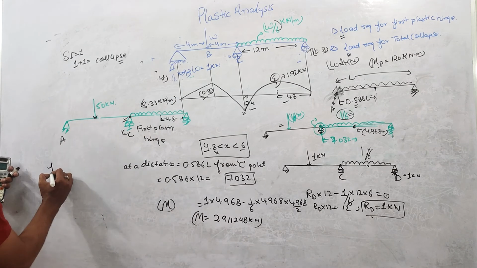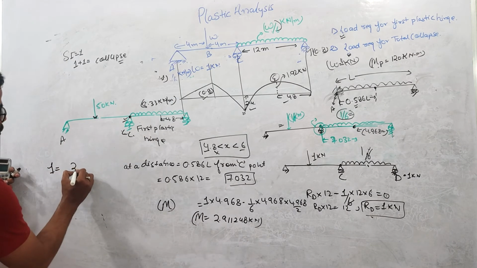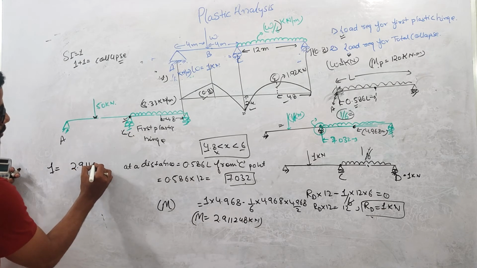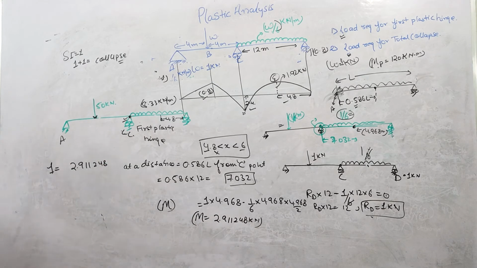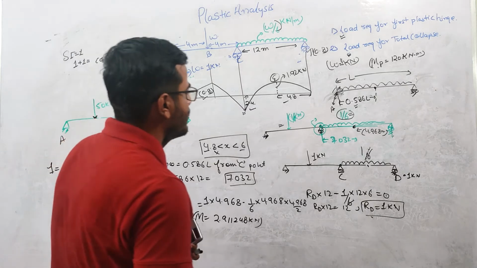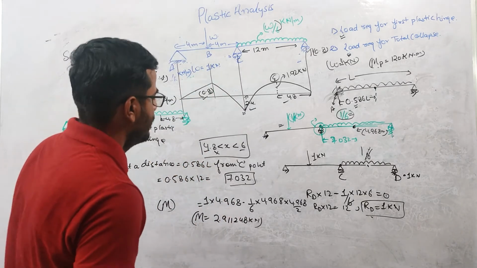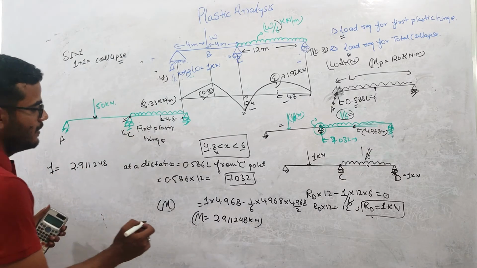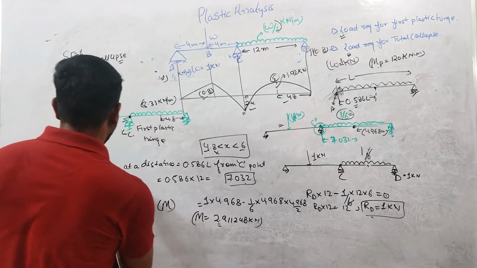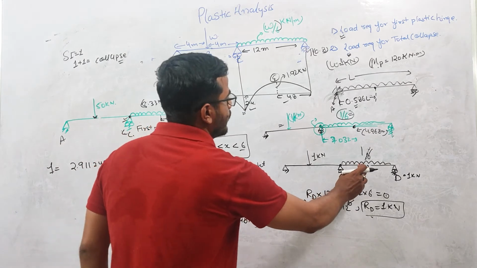Okay, now again we will be using the linear interpolation. Due to 1 kilonewton load, the moment generated at this point will be 2.911248. Okay, this thing is done. Now the important part is, you see here, due to this load, this much moment is generated at this point, right? This at a distance 4.968 meter.